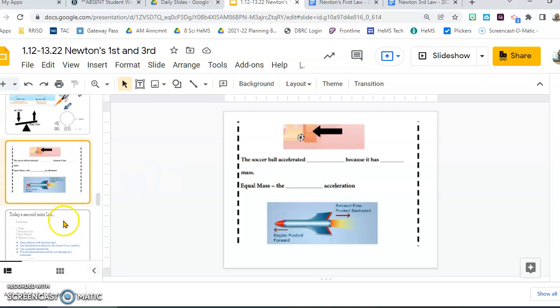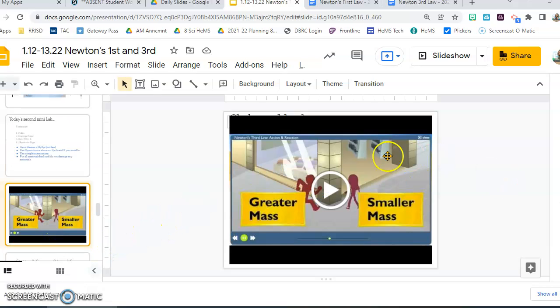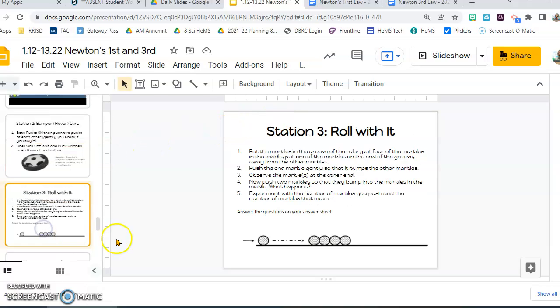So our second mini lab is another video, and we're going to look at that in a second, and bumper cars and roll with it in Newton's toys. Same ideas. Here we go. So this is a video. You can click on this in the daily slides to watch this one. So yeah, you have two tabs open. Answer that first question. You could probably Google bumper hover cars, hover pucks, and get that.